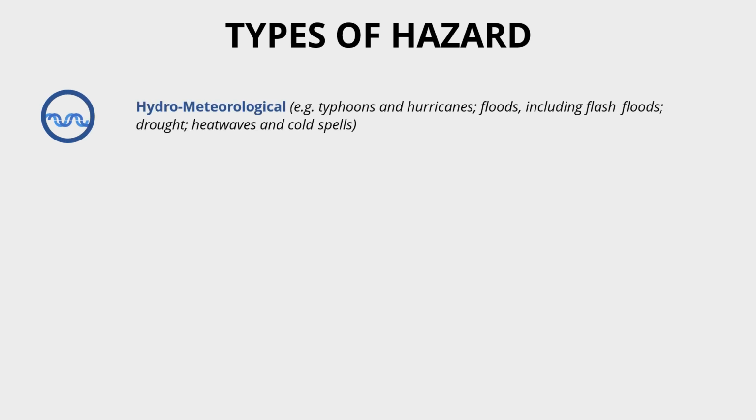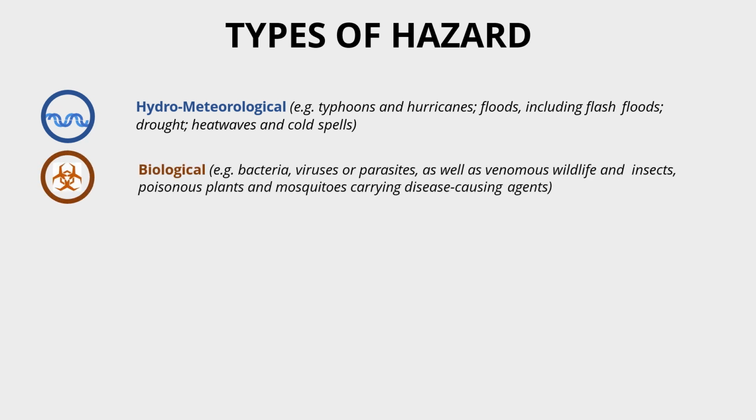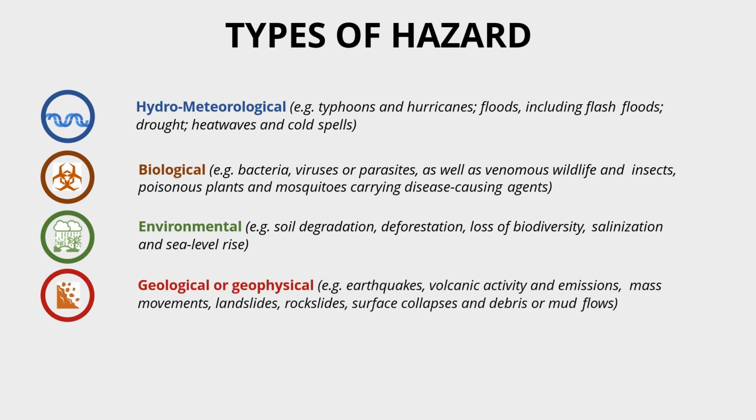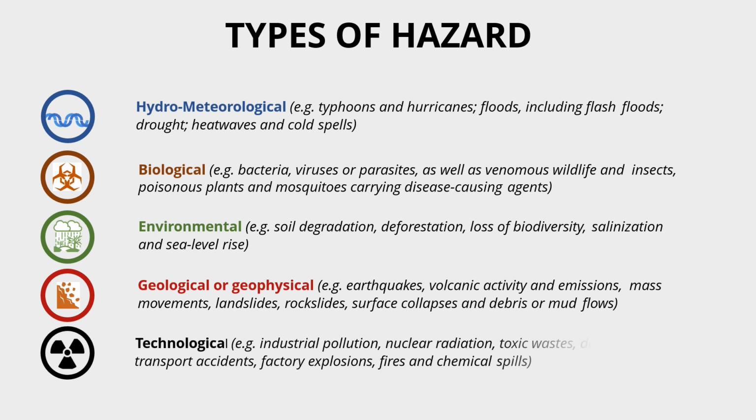Hazards, of course, include various types. We have hydrological hazards such as typhoons, hurricanes, cyclones, floods, etc. Then you have biological hazards, such as bacteria, viruses, or parasites. Then you have environmental hazards, such as soil degradation, deforestation, loss of biodiversity, etc. And you have geological or geophysical hazards, such as earthquakes, volcanic activity, landslides, and rock slides. And you have technological hazards, which are basically industrial pollution, nuclear radiation, or toxic waste.